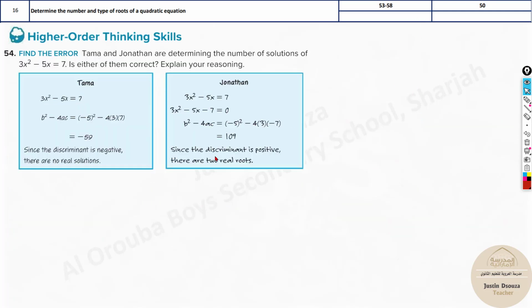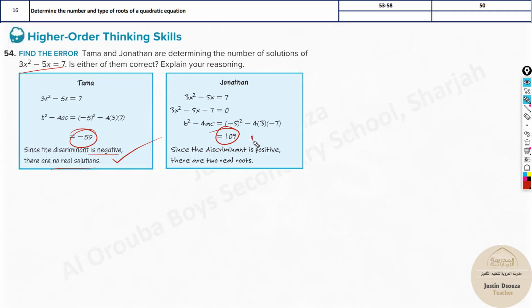Now then, the next one over here is about finding the error. Let's look at this problem. Here you can see Tama is doing a certain calculation and Jonathan is doing a certain calculation. Oh no, sorry, they're doing the same calculation, okay? They're finding the discriminant and trying to find what exactly the solution is. Now over here you can see Tama has got negative 57, so negative means no real solution. Yes, that's... And over here, Jonathan, see, both are doing the same problem.